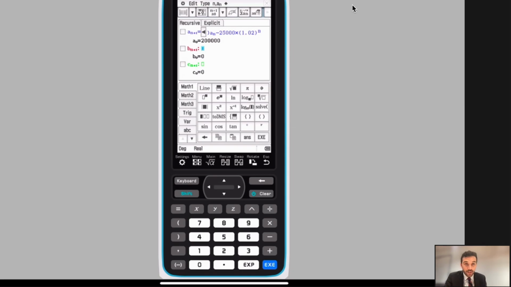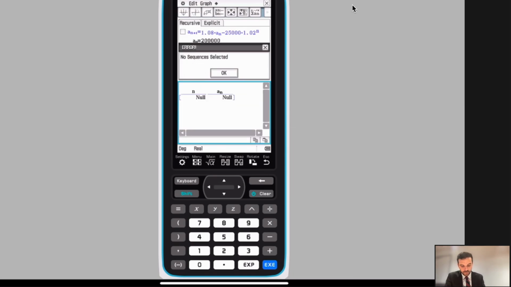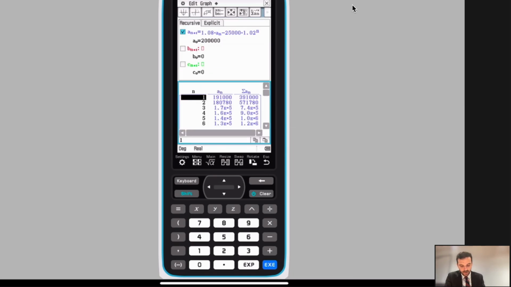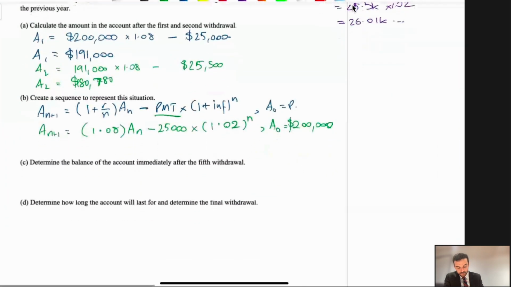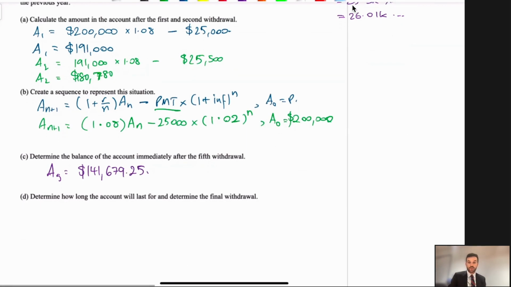Now our next step is we're going to plot. Always select the sequence. There we go. Now we're going to scroll down, and I think we're meant to find A6 as I remember. Oh, it's A5. Okay, and there's our amount, 141,679.25. There we go. So this is the amount after the 5th withdrawal.